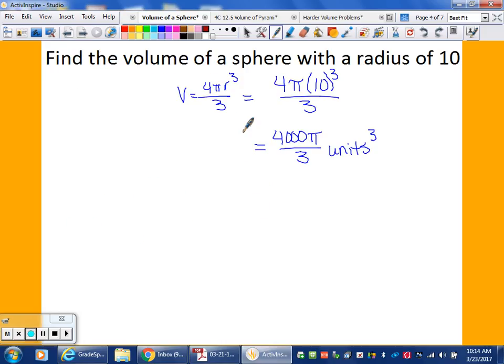For example, if they told me find the volume of a sphere with a radius of 10, I would simply plug in the 10 for the radius in my formula of 4 pi r cubed over 3, and that would give me 4,000 pi divided by 3 units cubed. Now, if you want to change that to a decimal, you can, but if you want to have the most precise, exact answer, you would leave it in terms of pi, because then there would be no rounding going on. Let's try another one.